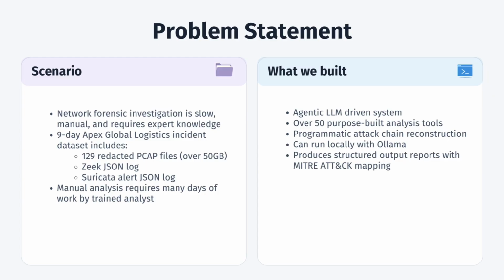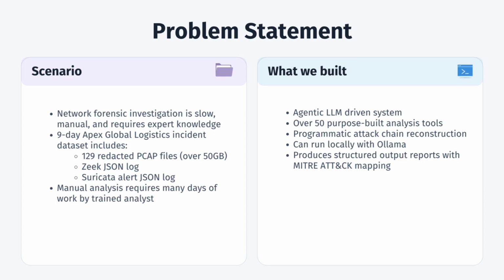Generally, network forensic investigation is a slow and manual process that requires significant expert knowledge. In the Apex Global Logistics incident presented to us, we have 9 days worth of packet capture, which consists of 129 PCAP files totaling over 50 gigabytes, millions of Zeek logs, and hundreds of thousands of Suricata alerts. Manually analyzing this much data could take several days.